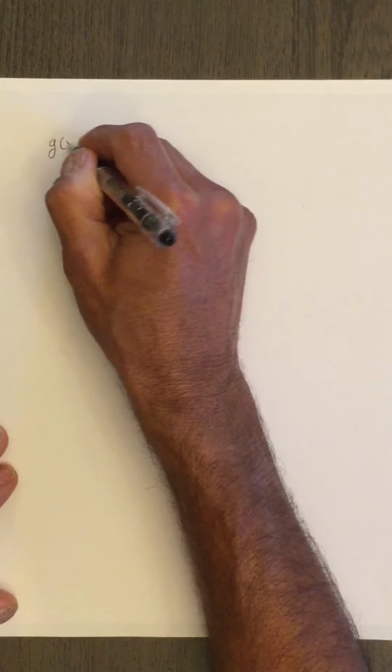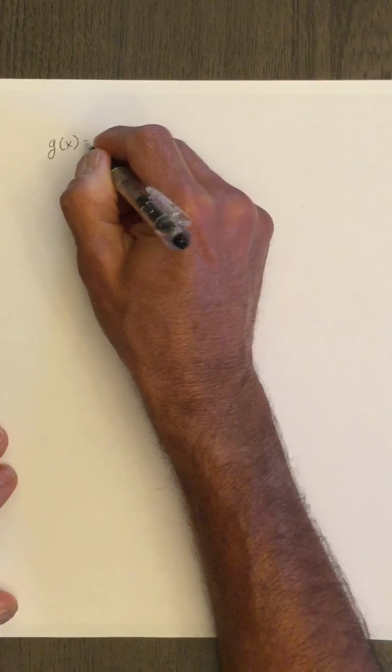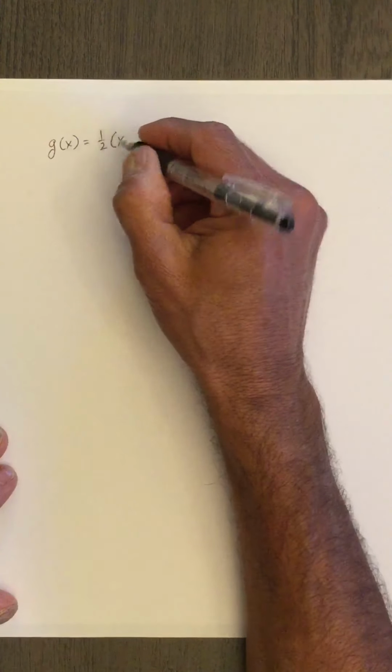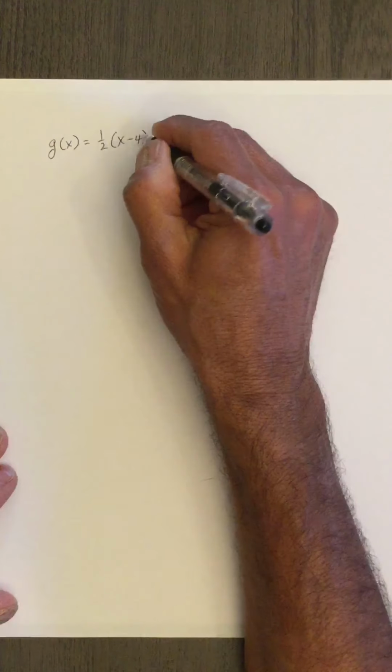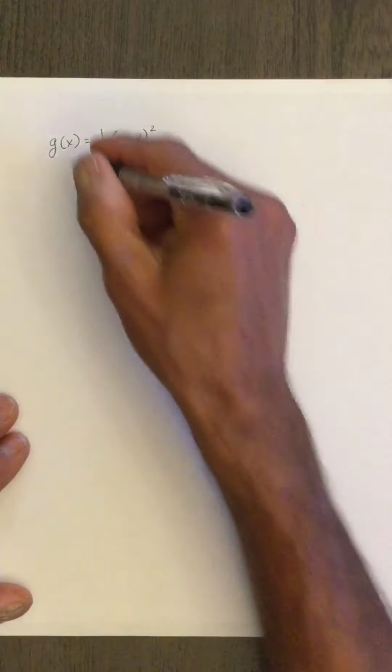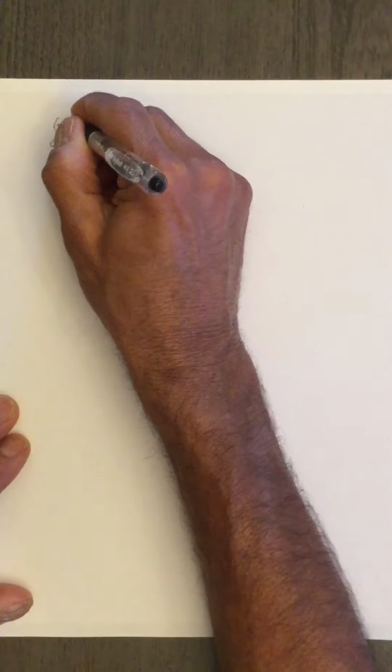Let's take a look at a problem. They're going to ask you to graph. That's what we're actually leading up to. So let's take a problem like something like this. G of x equals 1/2 (x minus 4) squared. Okay? And we're going to graph this. That's my only directions. It just says to graph.